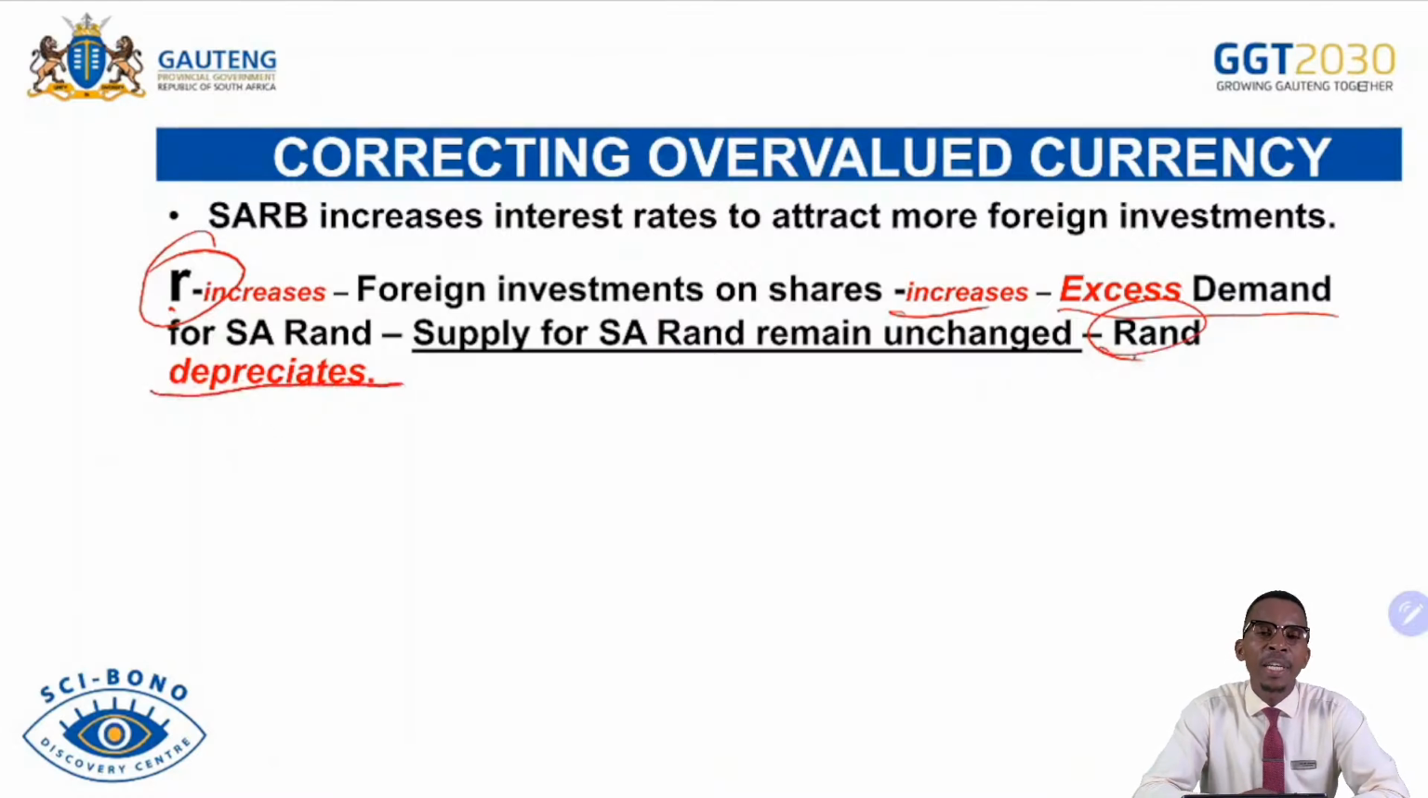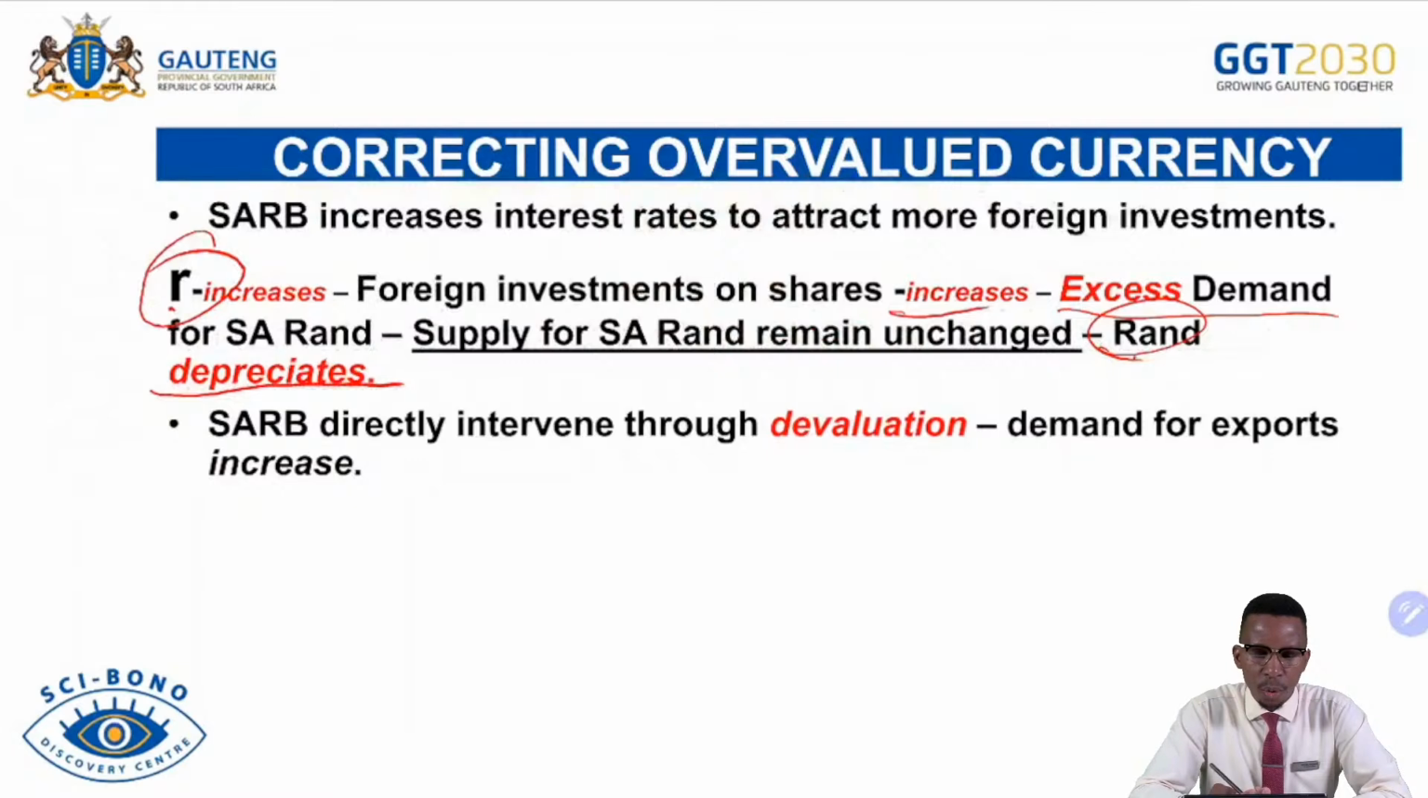So the central bank can intervene by increasing the interest rate to correct the overvalued currency, so that there will be more demand for the South African rand. If there is more demand for the rand by investors on portfolio or on shares, that will lead to excess demand. The demand will be more than the supply, which will result in the currency appreciating. So the South African Reserve Bank can directly intervene through devaluation.